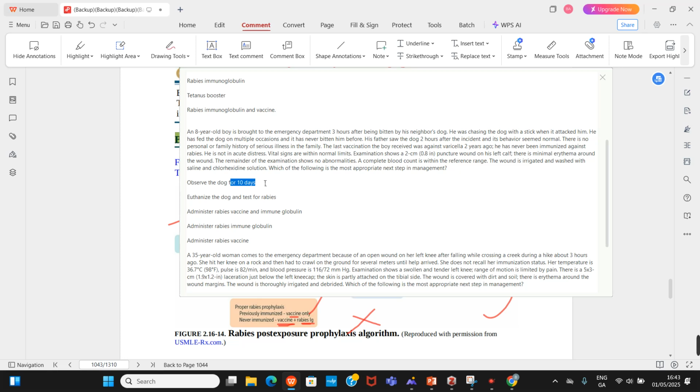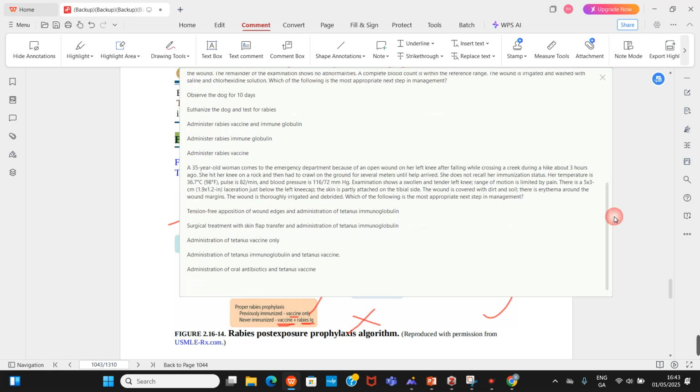So we'll now go and check the history of the patient. Are you immunized against rabies? If the patient is immunized against rabies, what you are just going to give is the rabies vaccine. If the patient is not immunized against rabies, we are going to give the rabies vaccine plus the immunoglobulin. Do you understand? That was why I made mention that regardless of your immunization in rabies, you must get something. Do you get it?